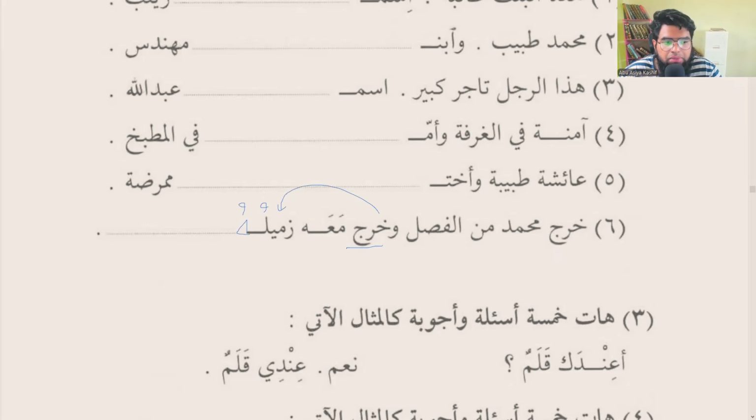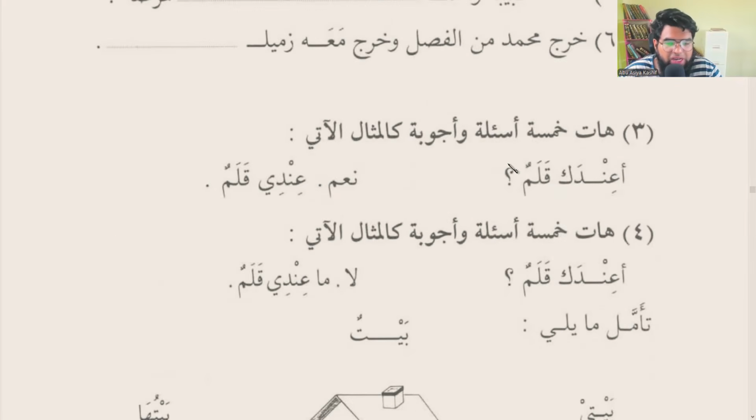خرج معه زميله. Make 5 questions. You say عندك قلم؟ Do you have a pen? So you say نعم عندي قلم. Yes, I have a pen. عندك بيت؟ نعم عندي بيت. عندك دفتر؟ نعم عندي دفتر. عندك سيارة؟ نعم عندي سيارة. عندك anything else? What else? قلم, دفتر, بيت, سيارة. 5 questions like that. Same thing you have to do.